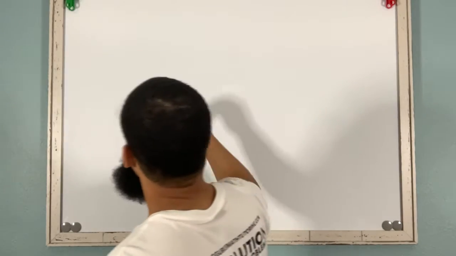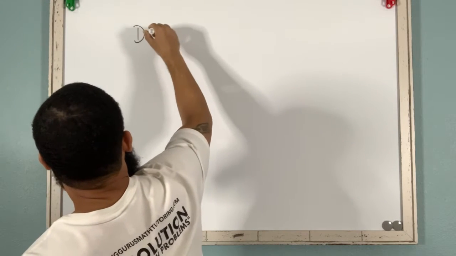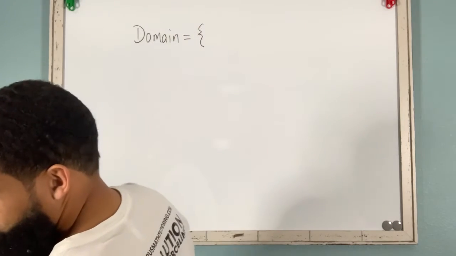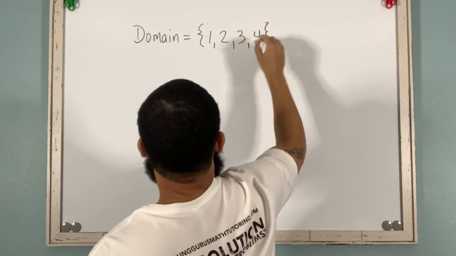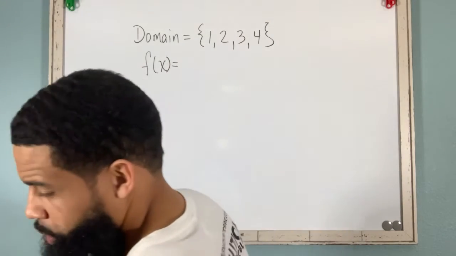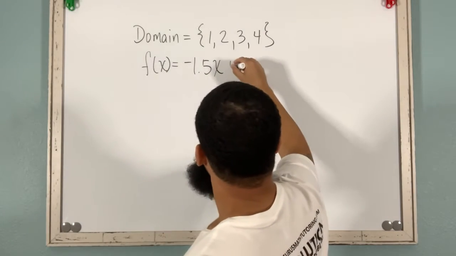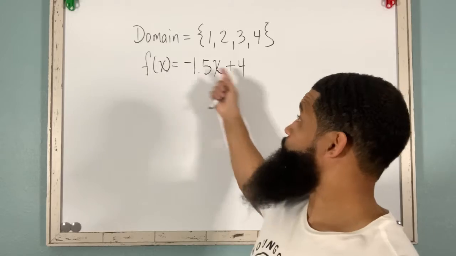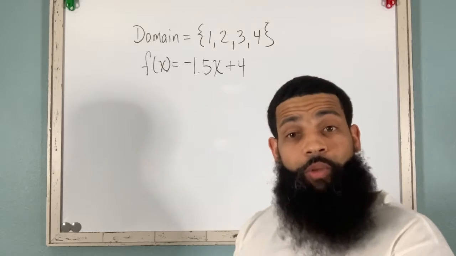Example one. I'm given the domain 1, 2, 3, and 4. And I'm given the function f of x equals negative 1.5x plus 4. All right, so what I'm going to do is evaluate this function 4 times, once for each of these domain values, and it's going to give me a corresponding range value, right?